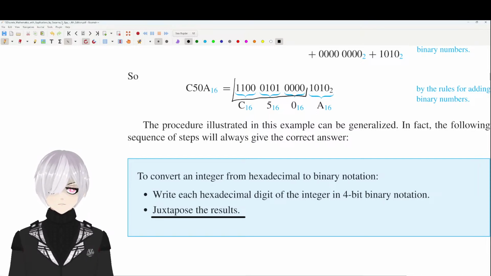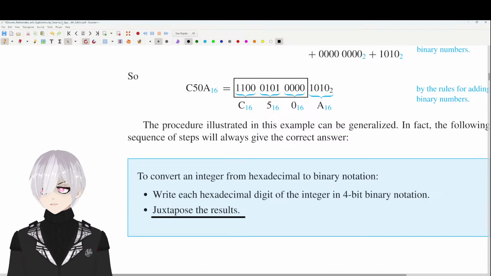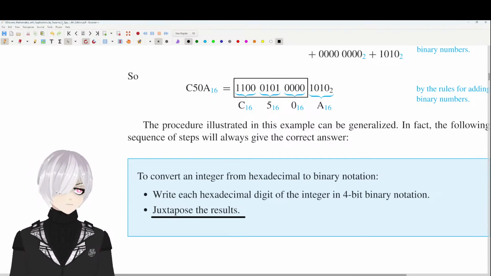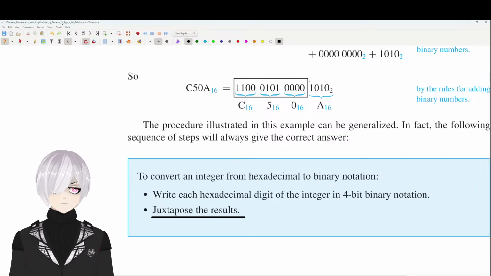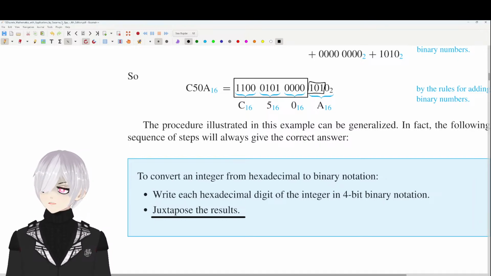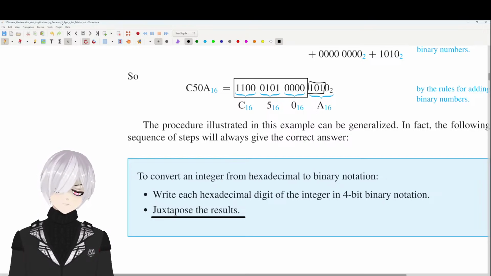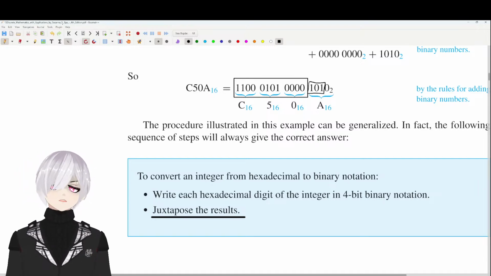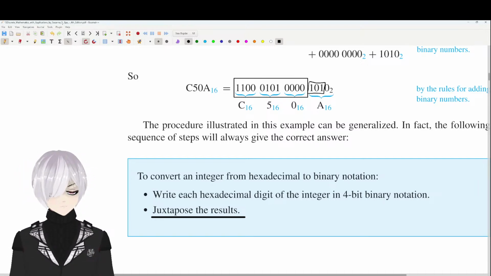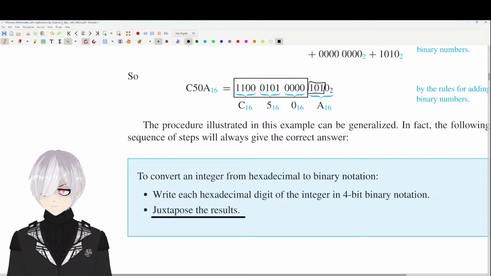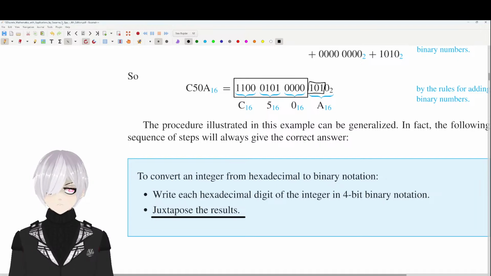Ignoring all of these shifts to the left, what about the first nibble, the rightmost nibble? The A there, that's the rightmost digit of the hexadecimal number. So 1010, that's the binary representation of the rightmost digit of the hexadecimal number. And that rightmost digit is multiplied by 1, so you can just write it as is at the far right.